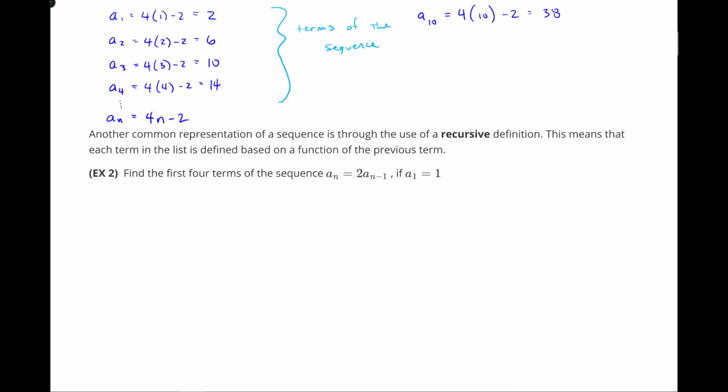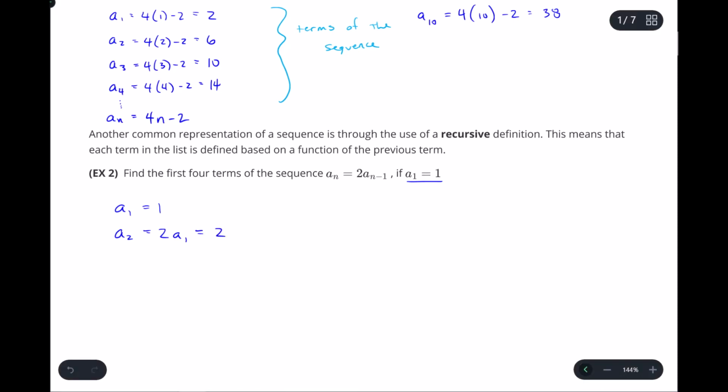So you have to have an initial value. All right, so we let a1 equal 1. Then a sub n is defined as 2 times a sub n minus 1. So if we're looking for a sub 2, that's going to be 2 times a sub 1, because if n is 2, n minus 1 is 1. 2 times 1 gives me 2. So that's the second value in the sequence.